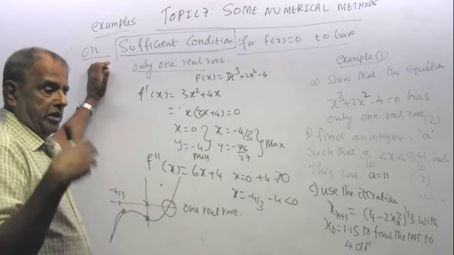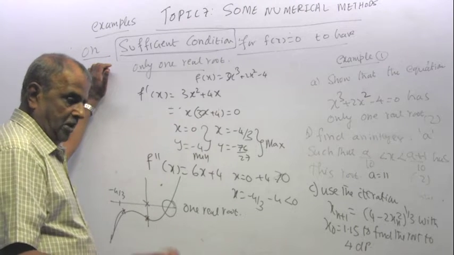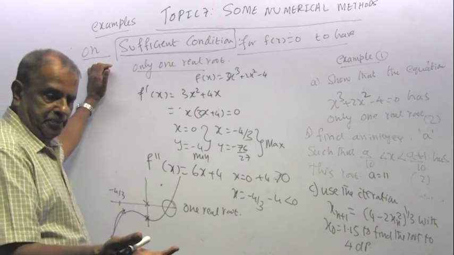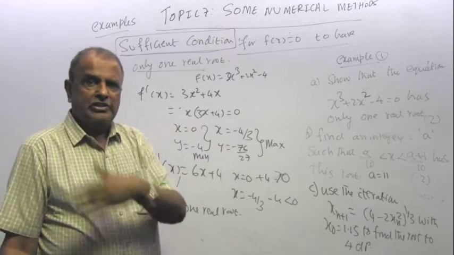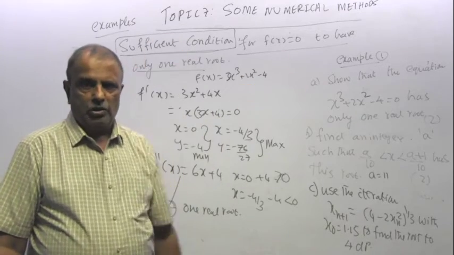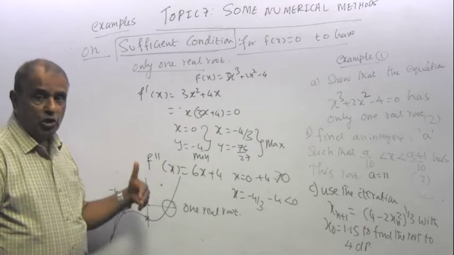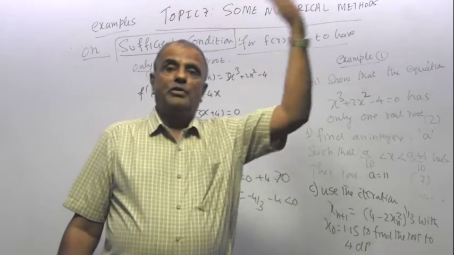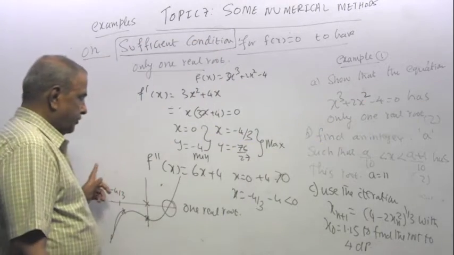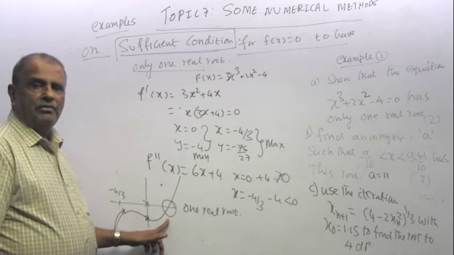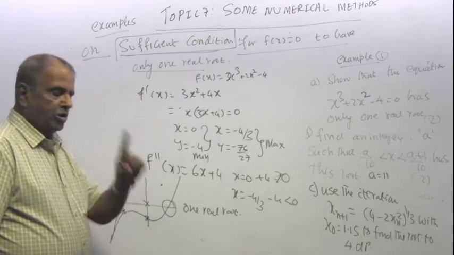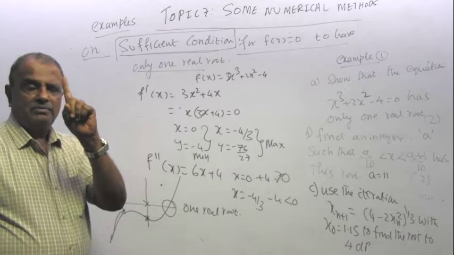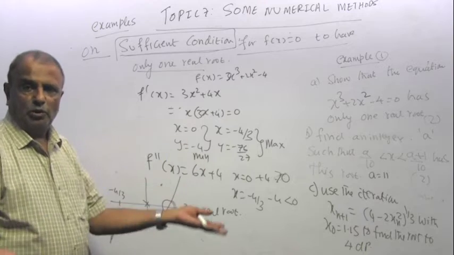So to recollect or to go over, if you're asked to show that an equation has only one real root, find dy by dx. Put dy by dx equal to 0. If there are no solutions, conclude only one real root. If there are solutions for dy by dx equal to 0, find the stationary points, find their nature, draw a rough sketch, and show that the graph cuts the x-axis in only one point. That's how you prove it, right?